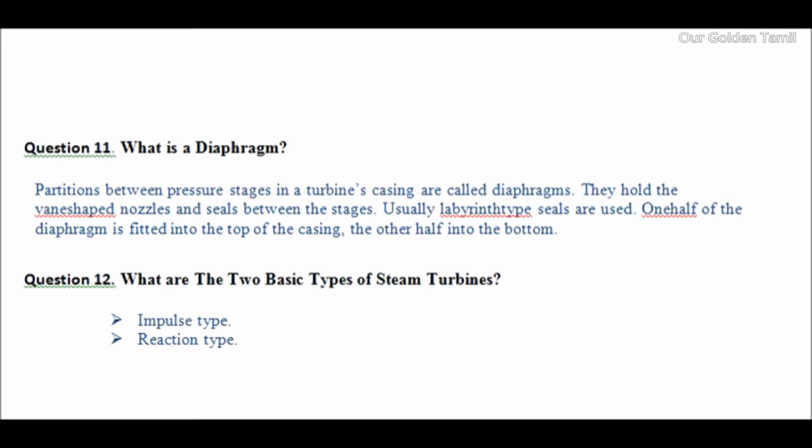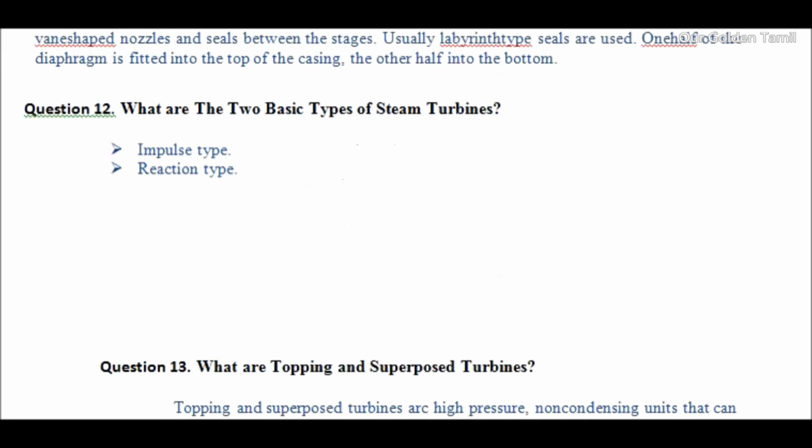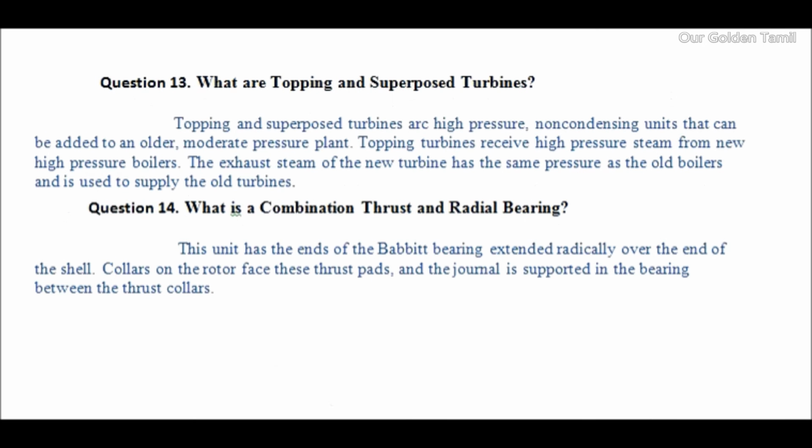Question 12. What are the two basic types of steam turbines? Impulse type. Reaction type. Question 13. What are topping and superposed turbines? Topping and superposed turbines are high-pressure, non-condensing units that can be added to an older, moderate-pressure plant. Topping turbines receive high-pressure steam from new high-pressure boilers. The exhaust steam of the new turbine has the same pressure as the old boilers and is used to supply the old turbines.